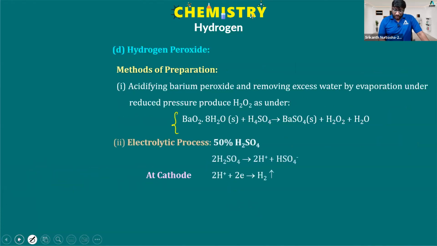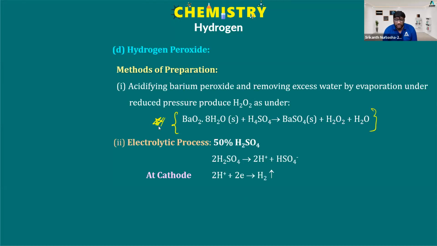And if you go with hydrogen peroxide, acidifying barium peroxide and removing excess water by evaporation under reduced pressure produces H2O2 as under. Like BaO2.8H2O plus H2SO4 forms barium sulfate plus H2O2 plus H2O. So you have to remove the excess water by evaporation under reduced pressure. Then only you will form the respective H2O2.